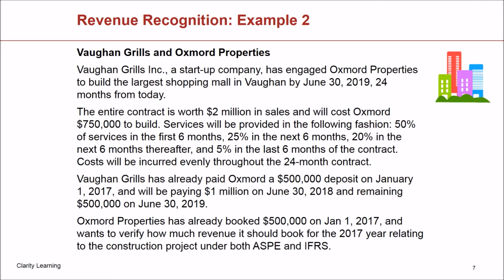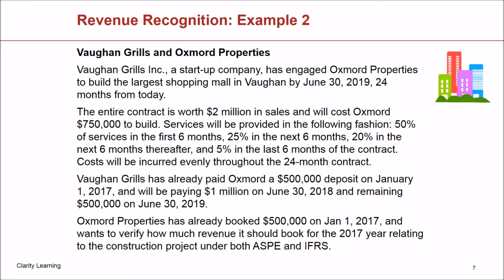Services will be provided in the following fashion: 50% of services in the first 6 months, 25% in the next 6 months, 20% in the next 6 thereafter, and 5% in the last 6 months of the contract. Costs will be incurred evenly throughout the 24-month contract. Von Grills has already paid Oxford a $500,000 deposit on January 1st, 2017, and will be paying $1 million on June 30th, 2018, and the remaining $500,000 on June 30th, 2019.